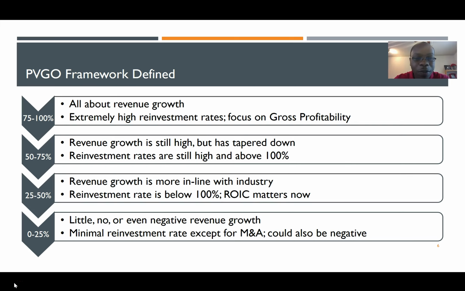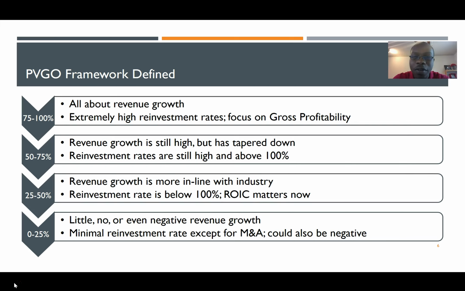Once you cross over that 50% range, that 50% range is kind of like a stepping stone, a milestone. You now generate enough cash to cover your own investments. And that's when investors start to change their mind. Now they're not focused on how much growth you have. Now it's, what are you getting with all those investments? How much return are you getting with those investments? Returns on invested capital matters much more.